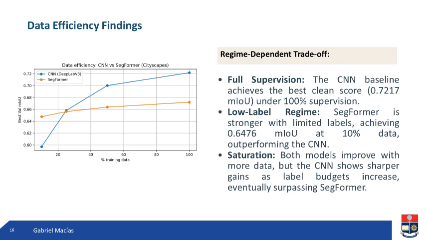Now, this figure provides a visual representation of the results previously shown in the table, allowing us to better understand how performance evolves as the amount of training data increases. On the horizontal axis, we have the percentage of training data used, while the vertical axis shows the best validation MIoU achieved by each architecture. The blue line corresponds to the CNN model DeepLabV3, and the orange line represents the transformer-based SegFormer. Starting with the low data scenario at 10%, we can clearly see that SegFormer achieves higher performance than the CNN.